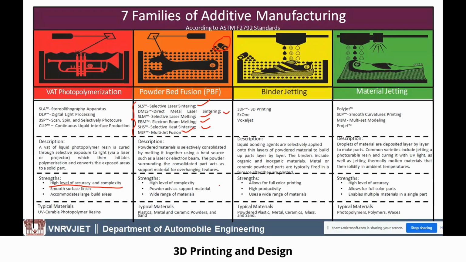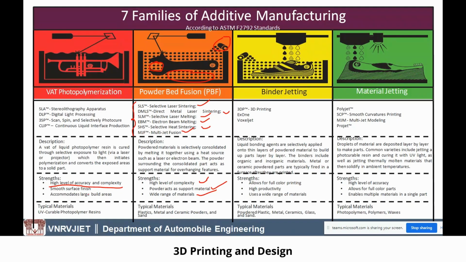Here the strengths of this manufacturing process are that you can produce components with a high level of complexity. The surrounding powder you can see here will act as a supporting material, so there is no need of taking another support separately. And a wide range of materials you can print, using different materials you can print the components. That is the main advantage of this process.